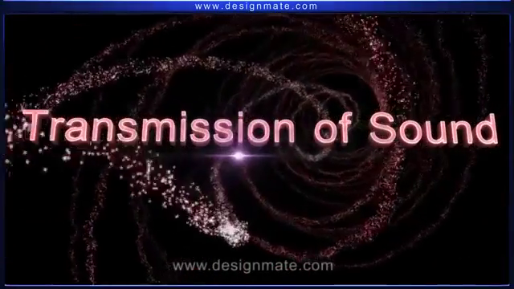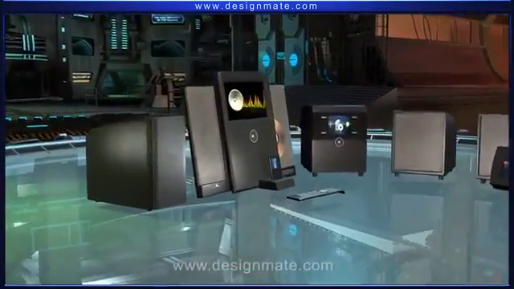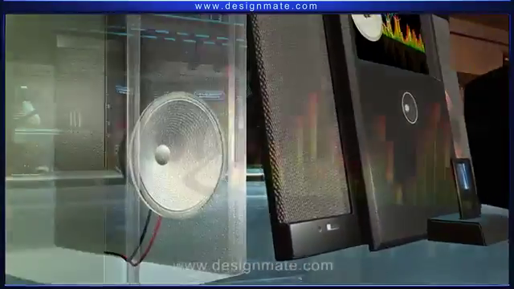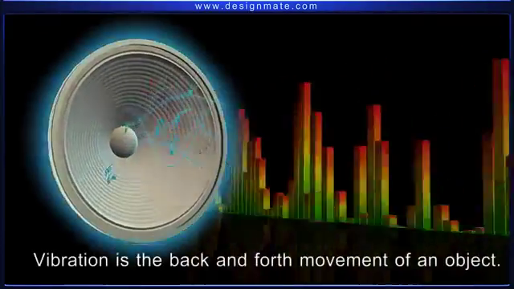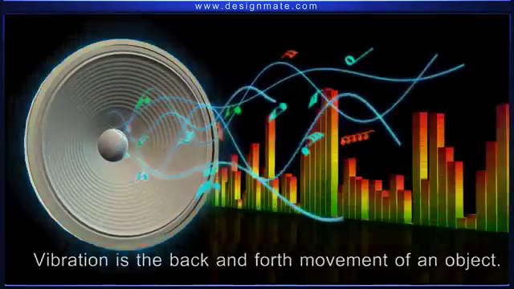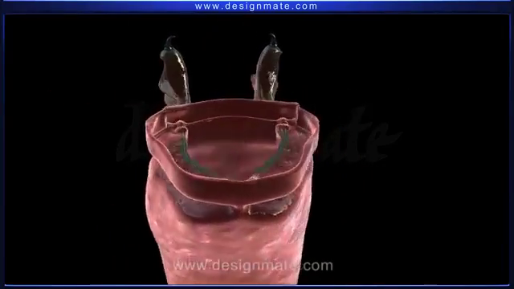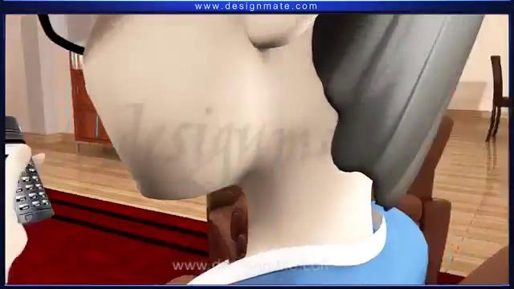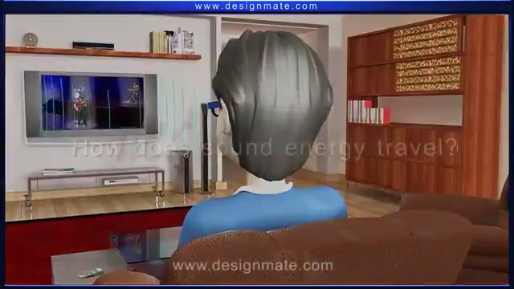Transmission of sound. Every sound is produced by a vibration. Vibration is the back and forth movement of an object. As you speak, vibrations are produced by the vocal cords in the throat. You can hear only when the sound energy reaches your ears.